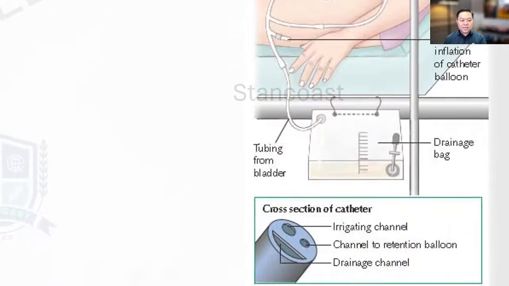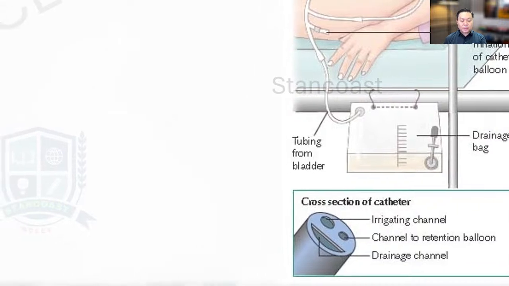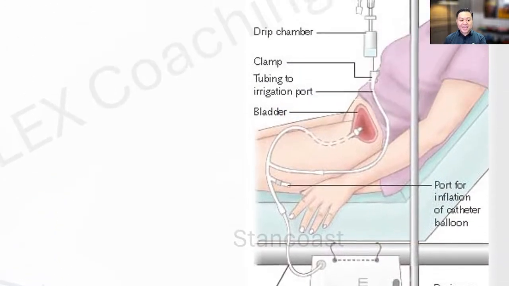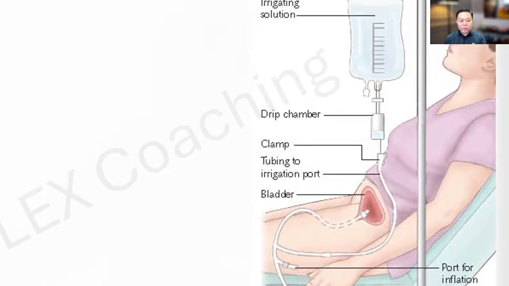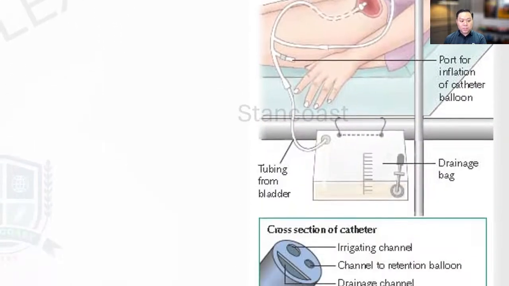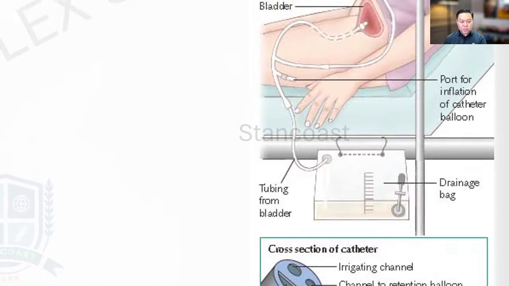And so here's the cross section of the catheter. It has 3 lumens, right? One is for the irrigating channel, one is for the retention balloon, and the other one is for the drainage channel. So the ones that you are seeing in a regular patient with a Foley catheter, that's not it. No, that's only the 2-way. So for the 3-way irrigation, again, one of the ports will be intended for this irrigant. The other one is for the balloon, and the other one is for the drainage.